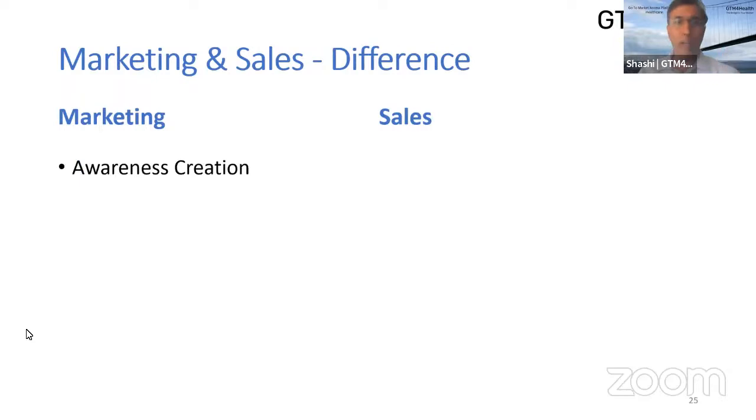Marketing is a lot of work you need to do on awareness creation. We spend lakhs, crores on building the product. You also need to spend time, effort and money on marketing. Awareness: this company is available, this company built something, let's try it out. You need to make them aware of the concept.